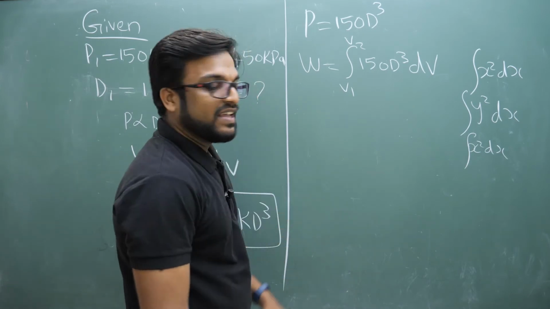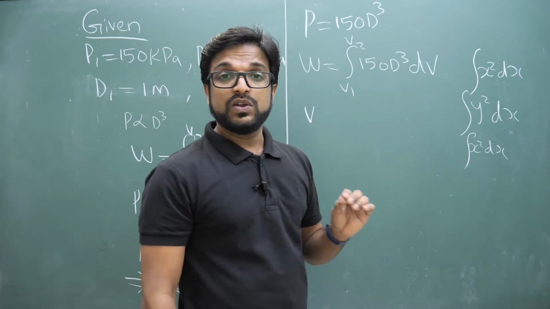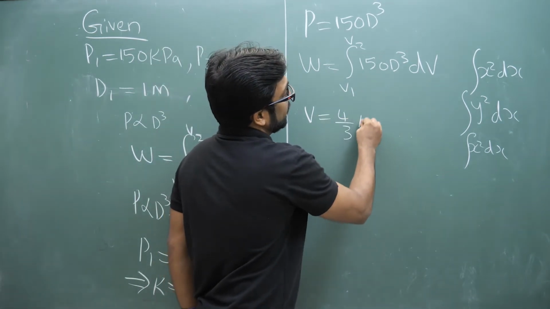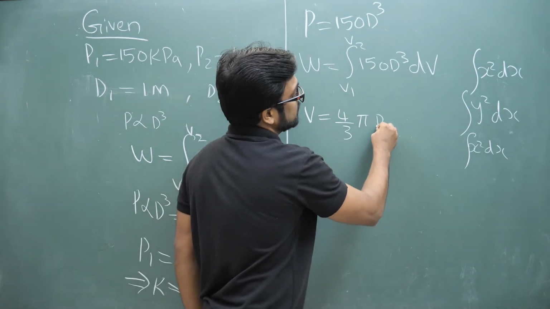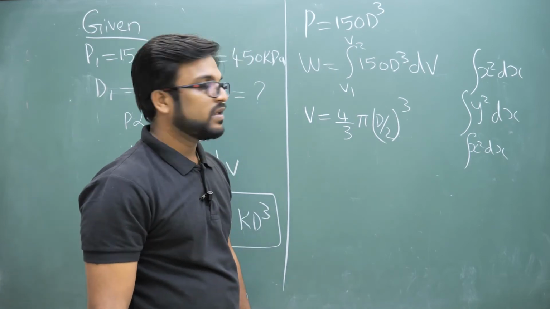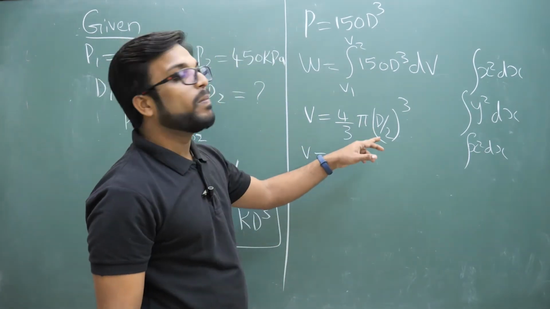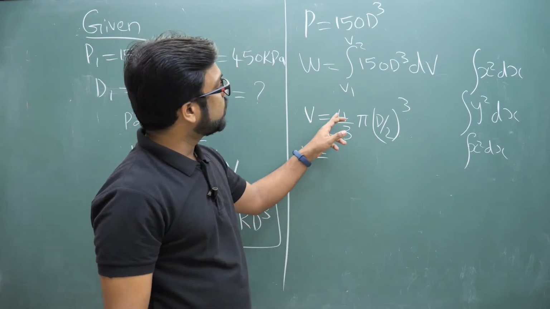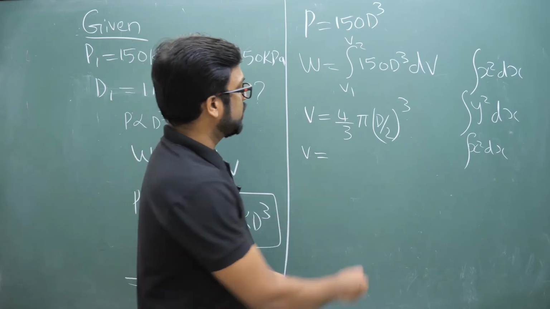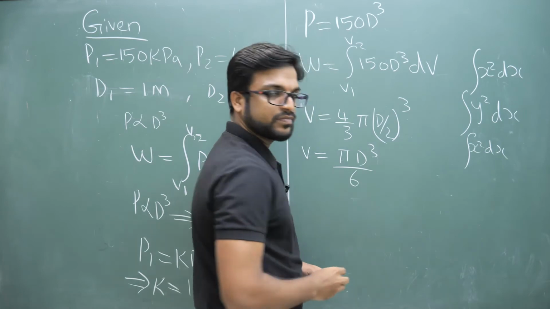Now, we know volume. What is dV? dV is nothing but the change in volume, right? We know that the volume of a sphere is 4 by 3 pi r cube. Instead of r, I am substituting (d by 2) cube. This can be written as 4 by 3 into pi into d cube by 8. So 4 by 8 will cancel and I will have 2 here. So I will get it as pi d cube by 6.